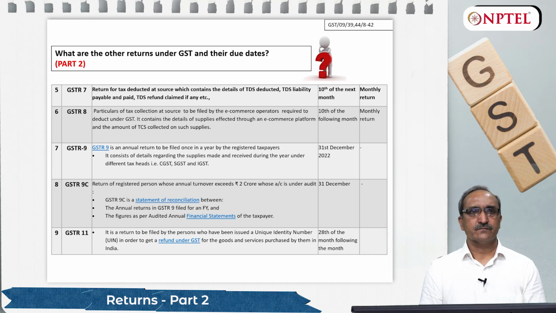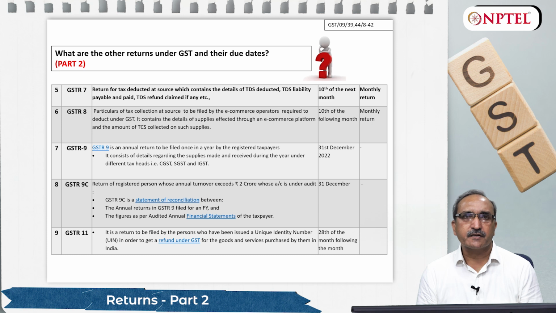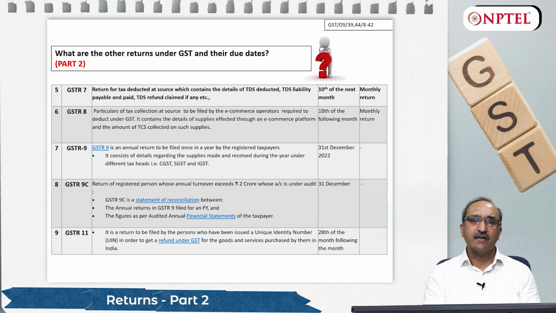Moving further, friends, there is another return known as GSTR 7. This return pertains to tax deducted at source. So when I told you that in case of an e-commerce operator, where there are so many vendors on their platform and they are selling goods, and this e-commerce operator is getting payments from their buyer and transferring funds to the vendor after deducting its commission and TCS, this e-commerce operator needs to file their return on how much business has been done through this platform.